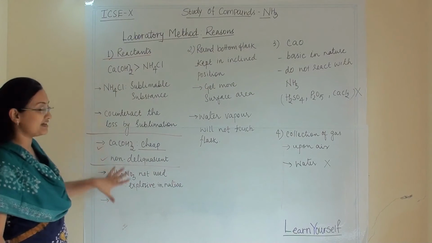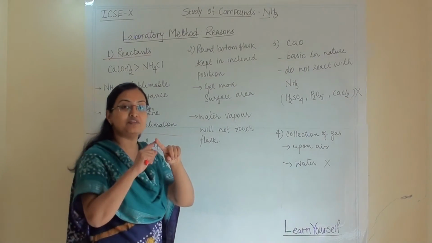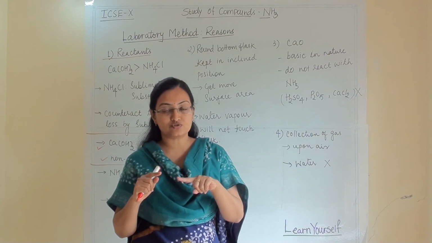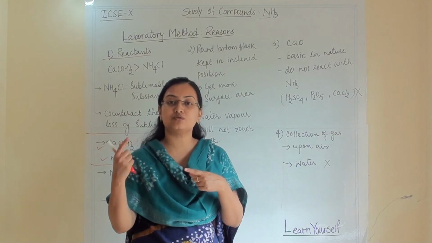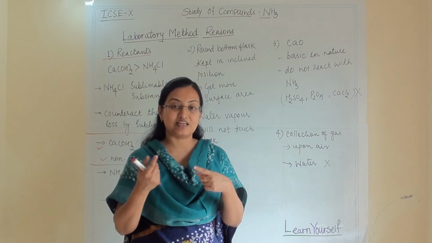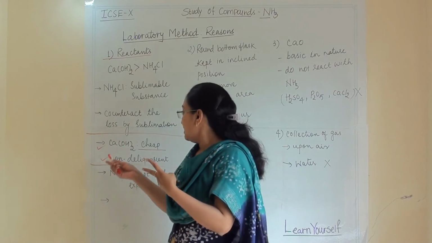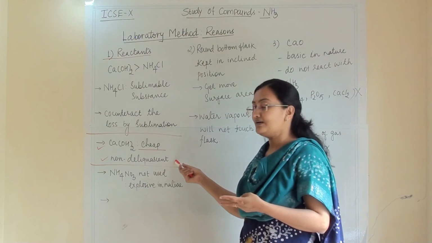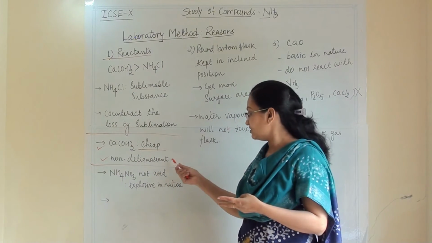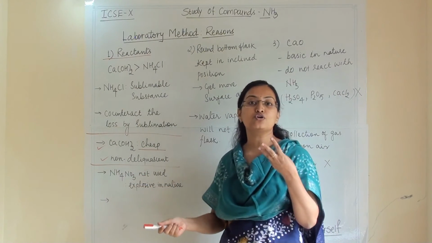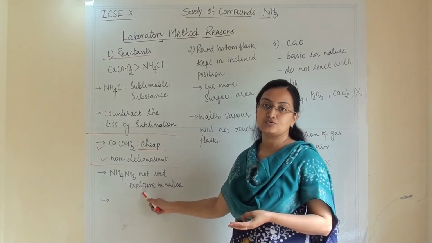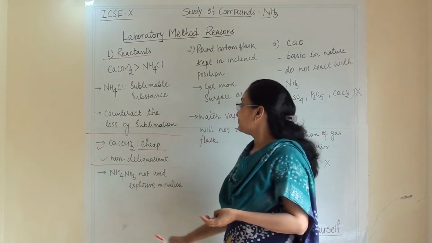So for the reactants there are three things. We are using calcium hydroxide more than the ammonium salt. Why? Because the ammonium salt has a sublimable nature. Second, we are using calcium hydroxide because it is cheap and non-deliquescent in nature. Then third, why are we not using ammonium nitrate? Because it is explosive in nature.